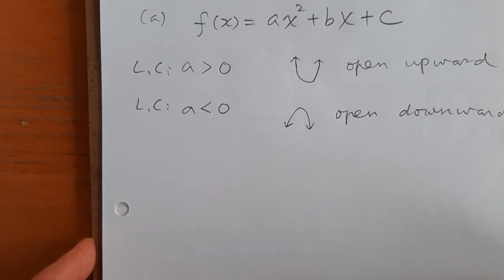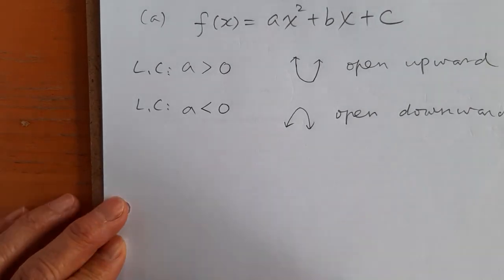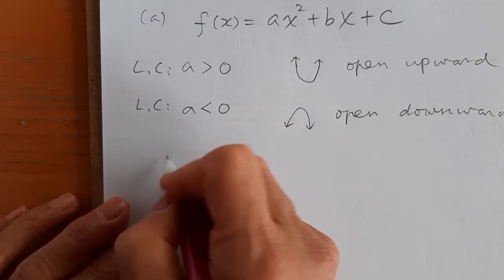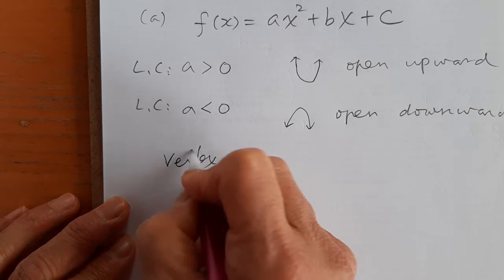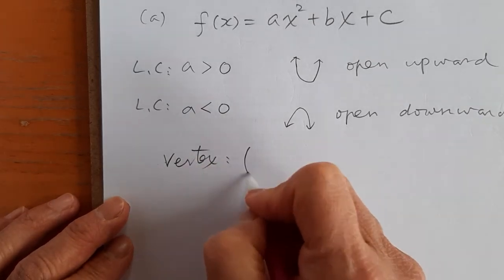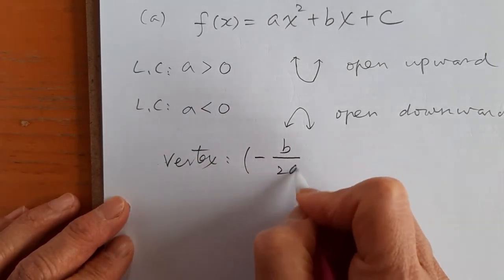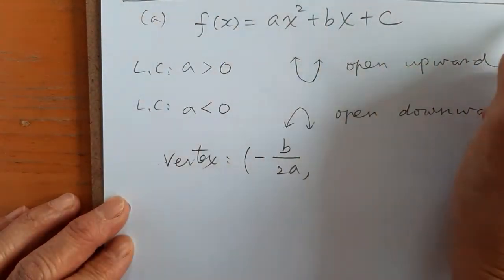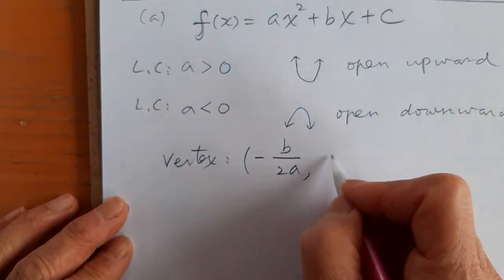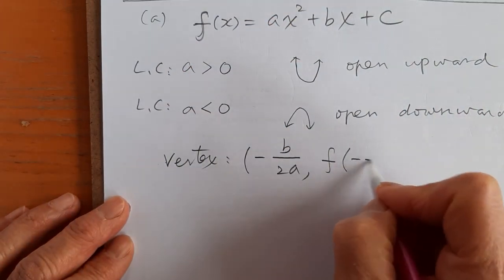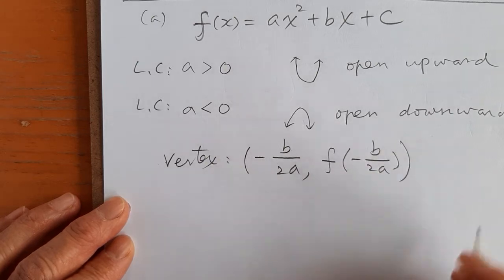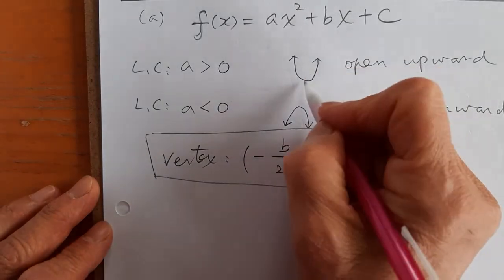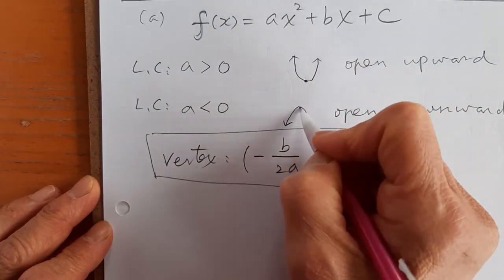So, and then, second one, we find the vertex. Vertex x coordinate is negative b over 2a. The y coordinate, if given a function formula f of x, is f of negative b over 2a. What that means, I will talk about later. The vertex is this one.